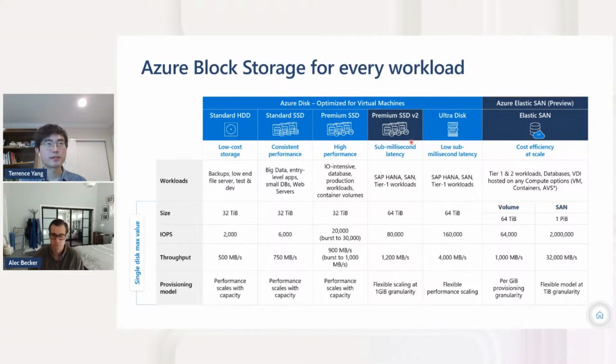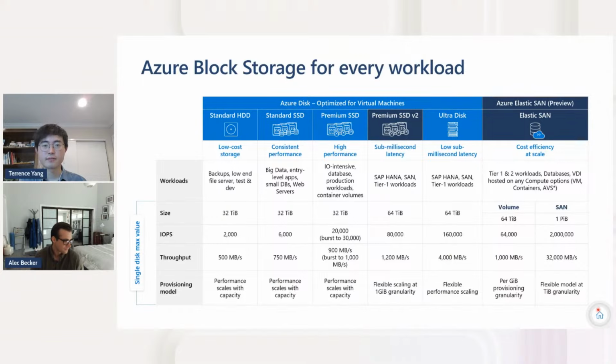And the best performance disks in our Azure Disk portfolio are the Ultra disks. It provides even lower latency compared to premium SSD V2, with low sub-millisecond latency, for SAP HANA, SAN, and Tier 1 workloads. The big difference is also the jump in the maximum IOPS it can achieve compared to premium SSD V2, and higher throughput.